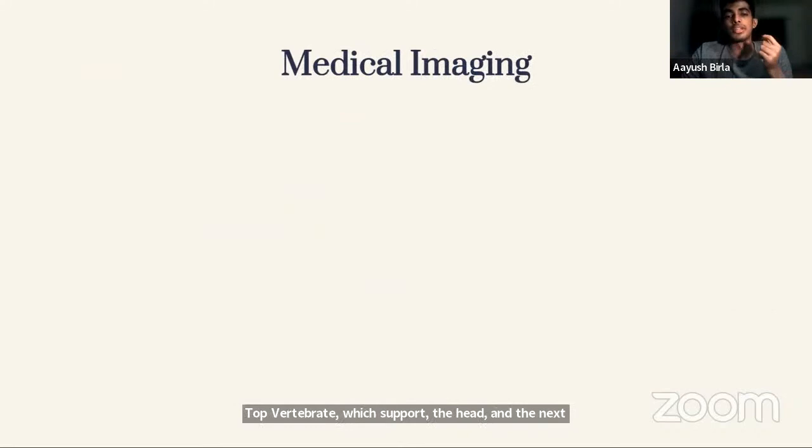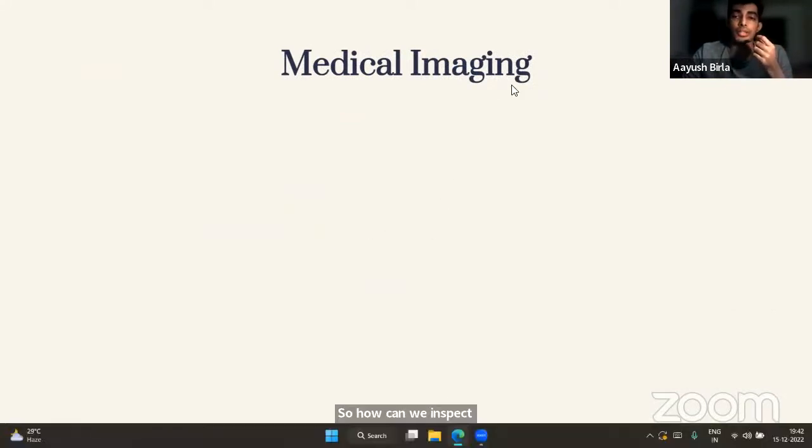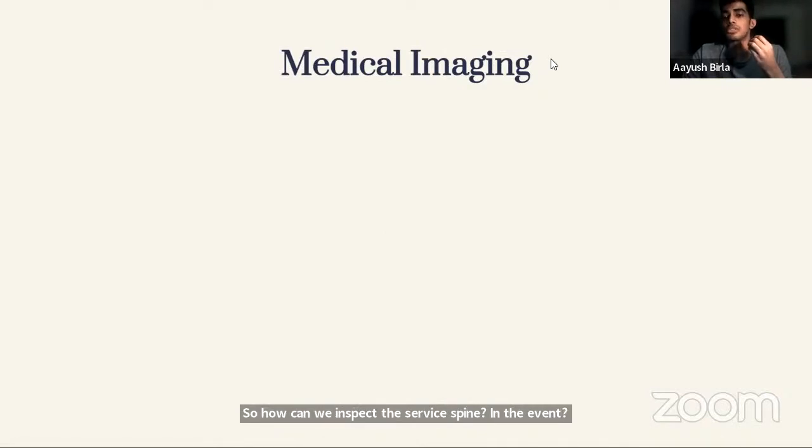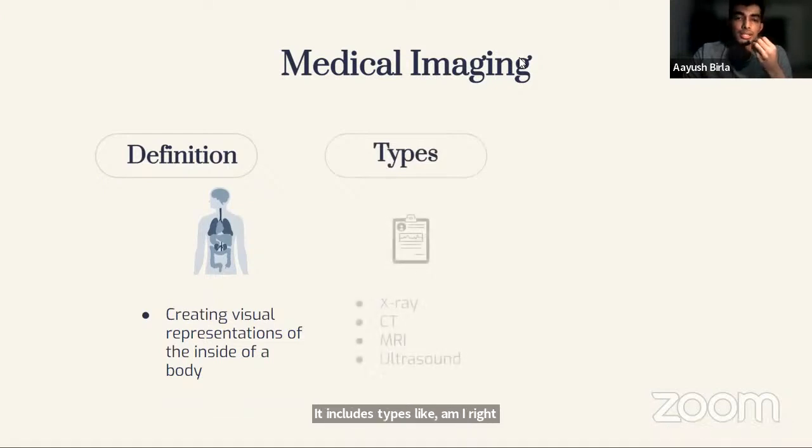So how can we inspect the cervical spine in the event that there actually is a fracture? The solution is through medical imaging. Medical imaging is nothing but creating visual representations of certain relevant systems of the body. It includes types like MRI, CT, ultrasound, and X-ray.